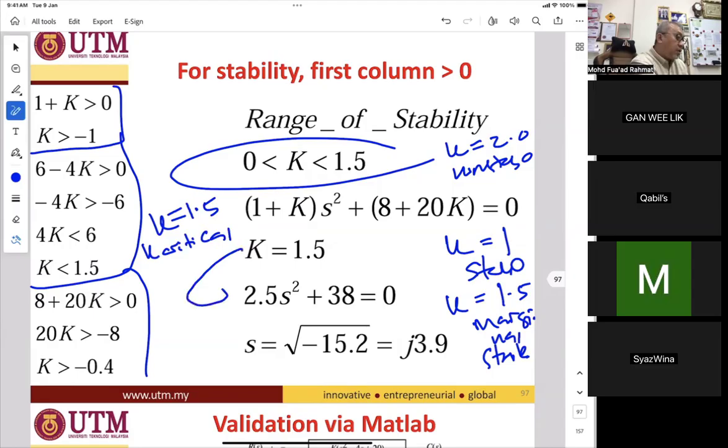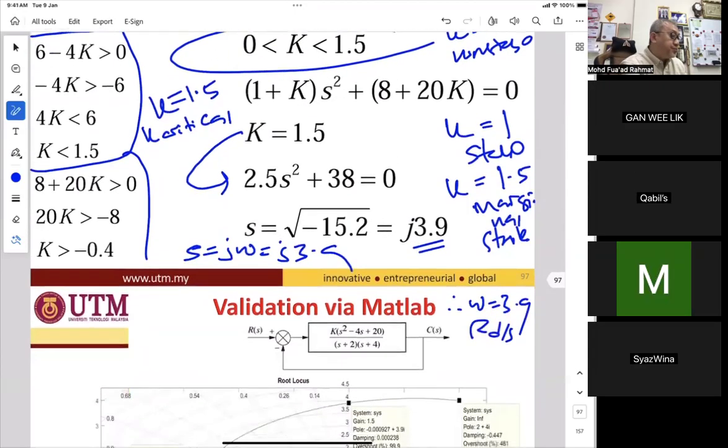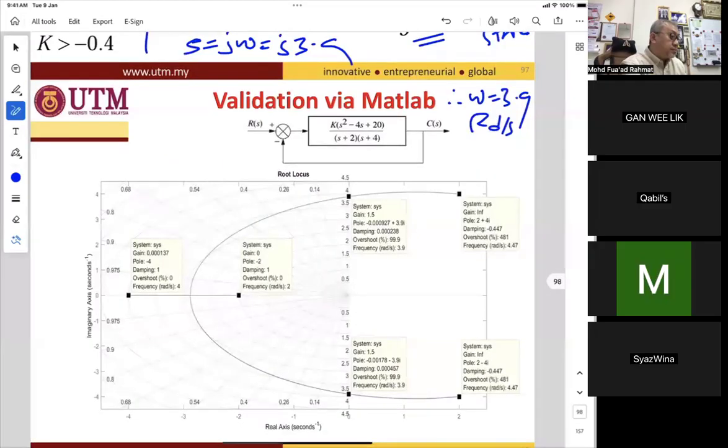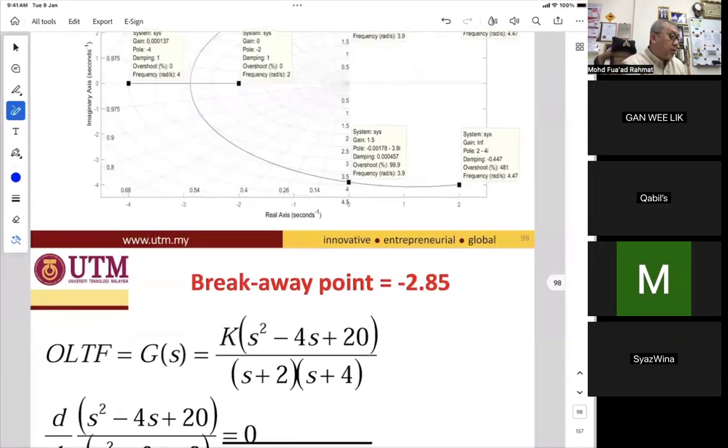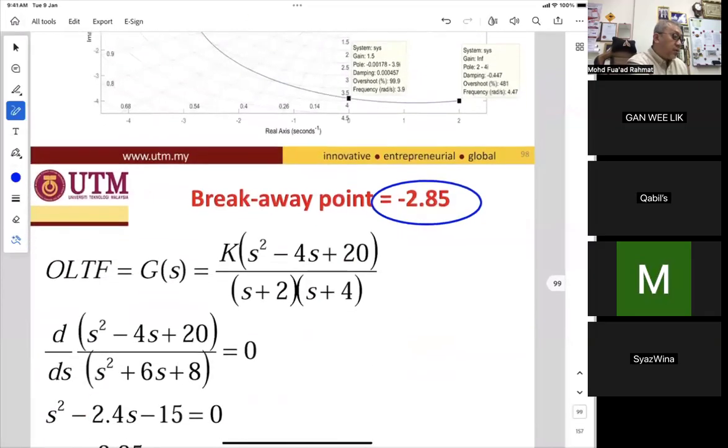Then we insert K inside the given equation, 2.5 s squared plus 38, square root, minus 15, plus minus j 3.9, guys. So s is equal to j omega equals j 3.9. That's why omega is equal to 3.9 radians per second. So this is the verification using MATLAB. Then find the breakaway point by calculations.